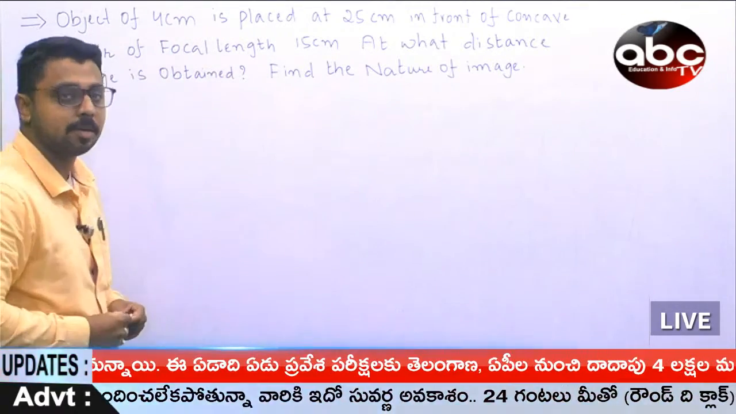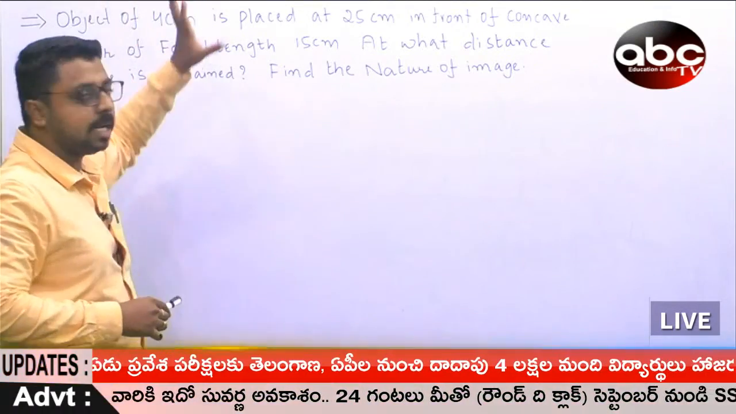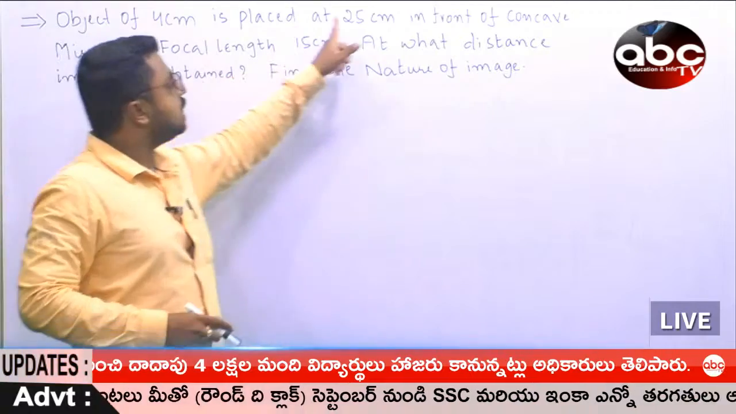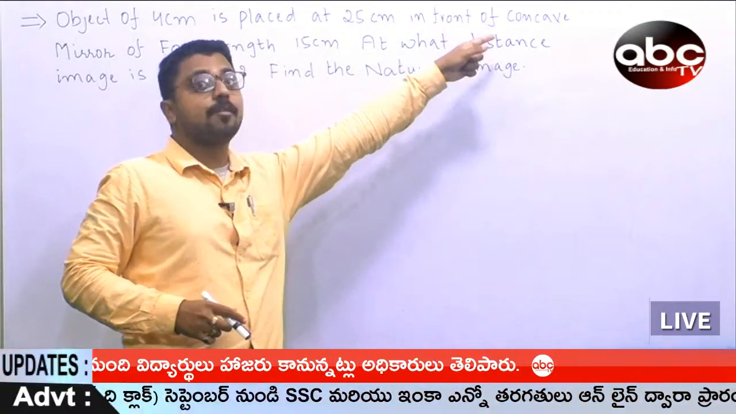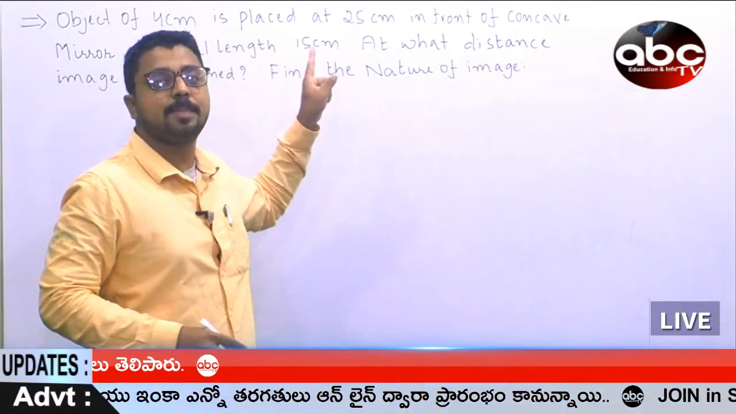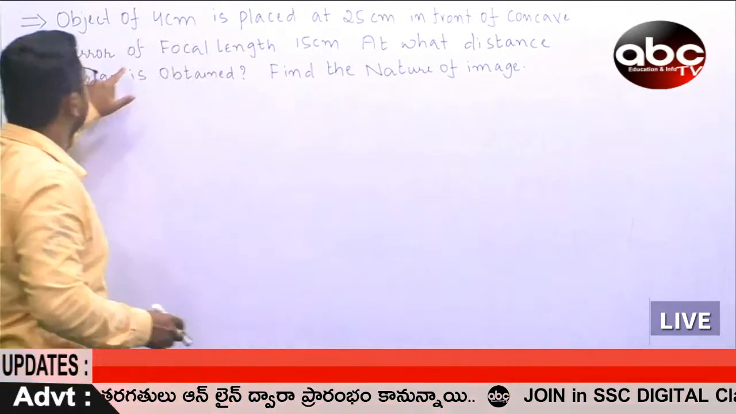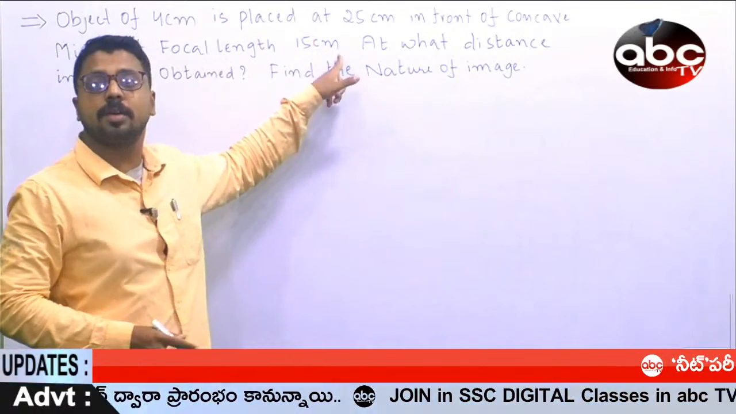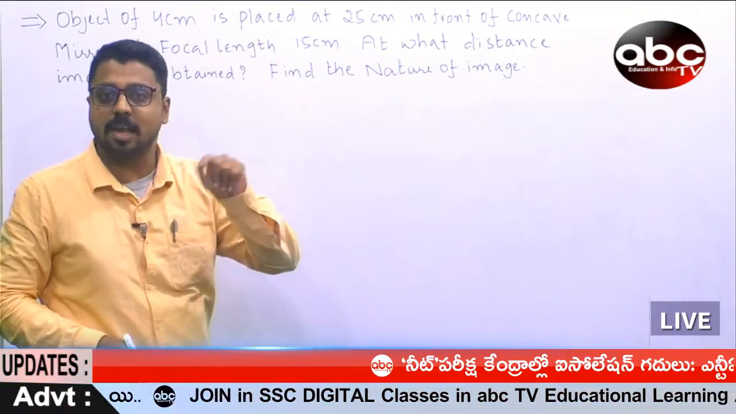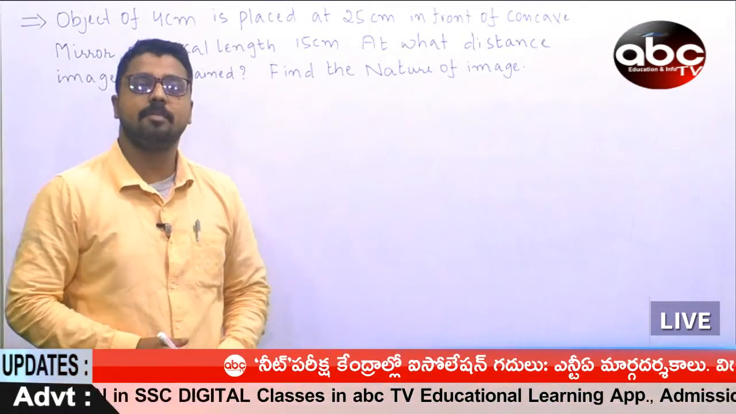First let me read the question. An object of 4 centimeters is placed at 25 centimeters in front of a concave mirror. It is clearly mentioned that it is a spherical mirror. So what about the focal length? He has also given a focal length. So we have obtained the 3 values.